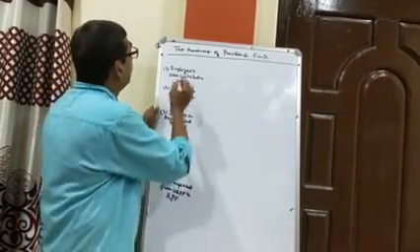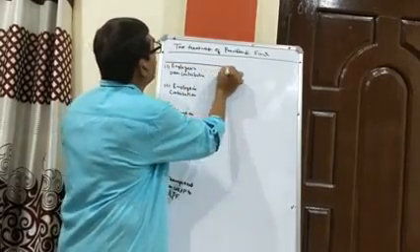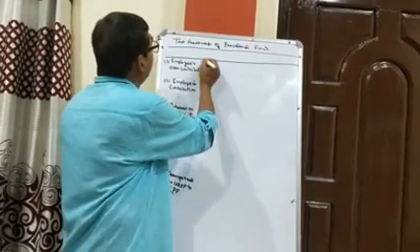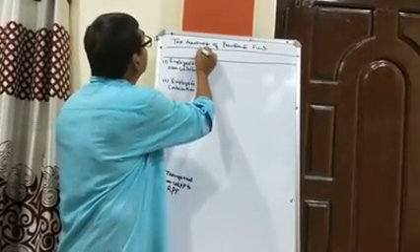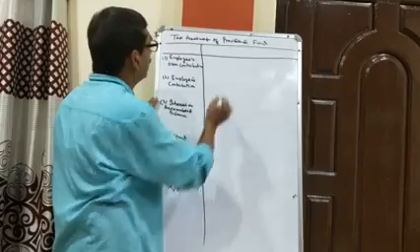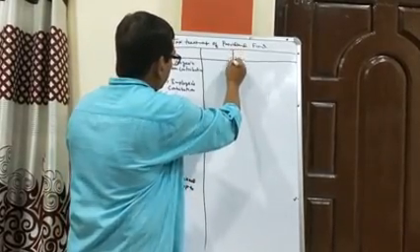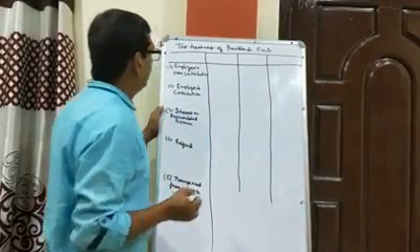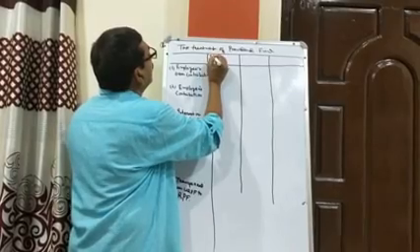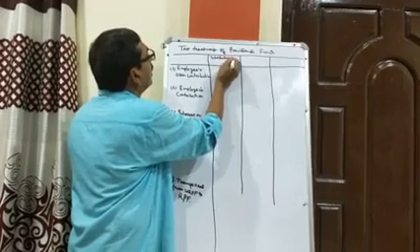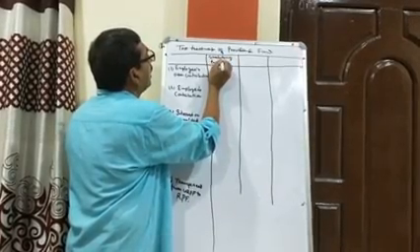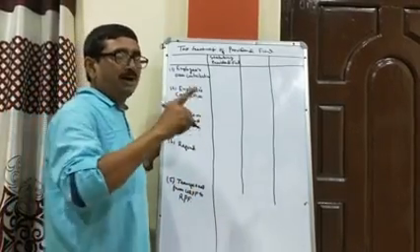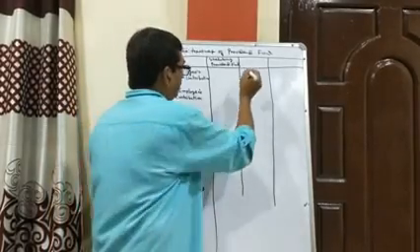Now we'll make it. There are three provident funds I have told you, so I will make three columns. One is for statutory provident fund. Statutory provident fund means provident fund for government employees and semi-government employees, which is covered under Provident Fund Act 1925. And recognized provident fund.